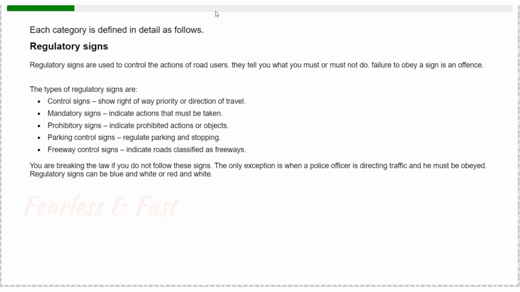You are breaking the law if you do not follow these signs. The only exception is when a police officer is directing traffic and he must be obeyed. Regulatory signs can be blue and white or red and white.